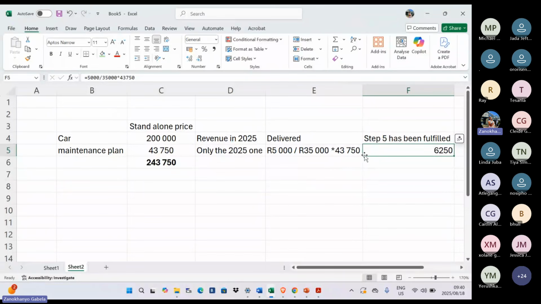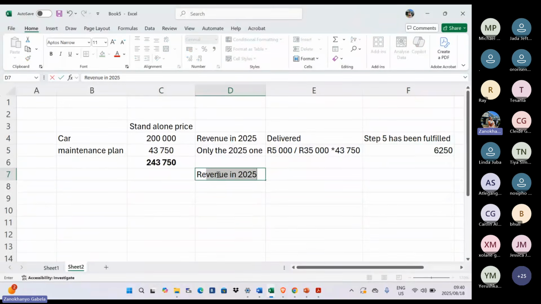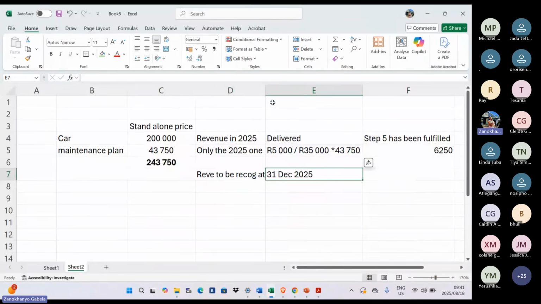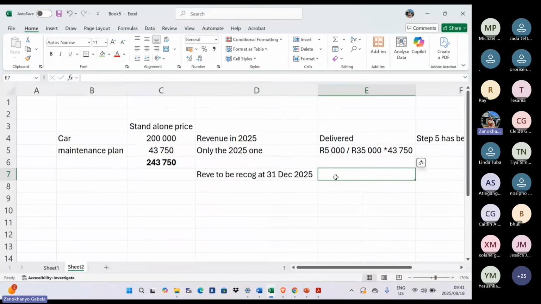So that means the only revenue to be recognized for the current year of assessment would be that 200K plus the 6,250. So revenue to be recognized at 31st of December 2025 is then 206,250. Perfect. That's going to be the amount to recognize as revenue in the financial statements.